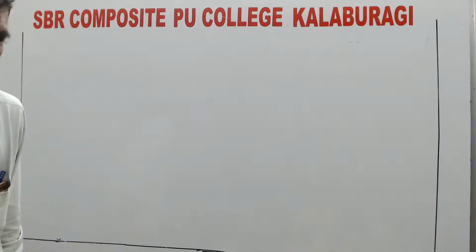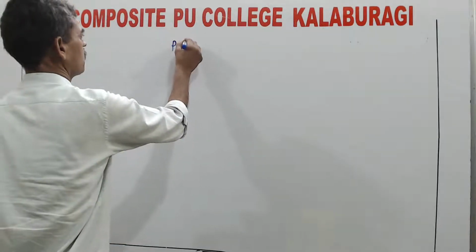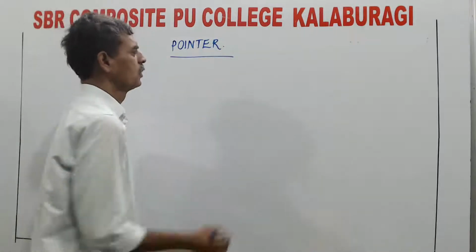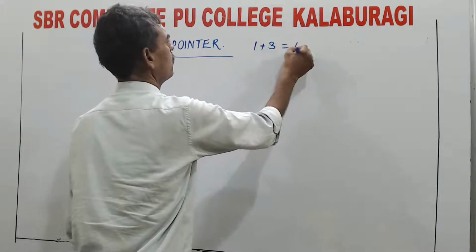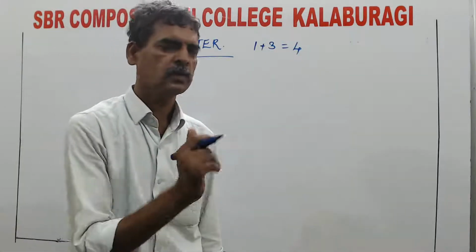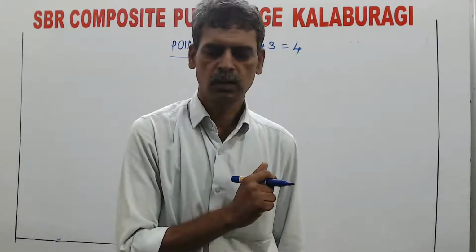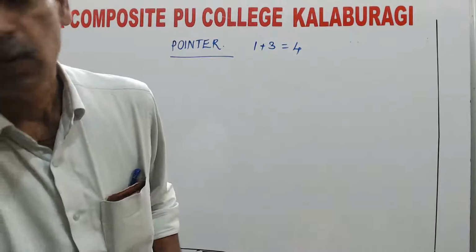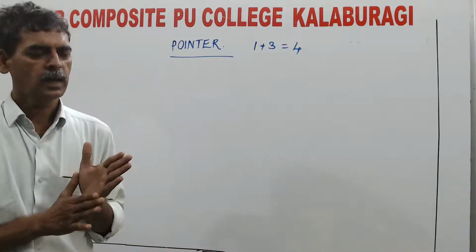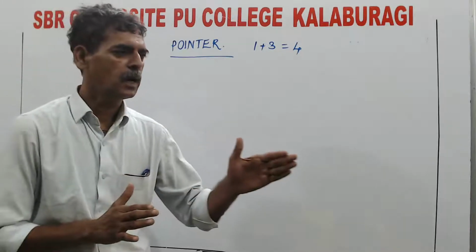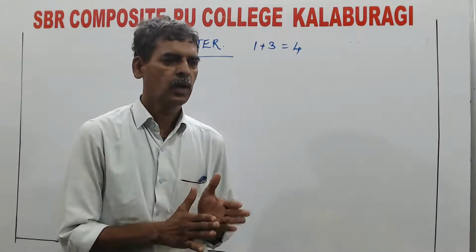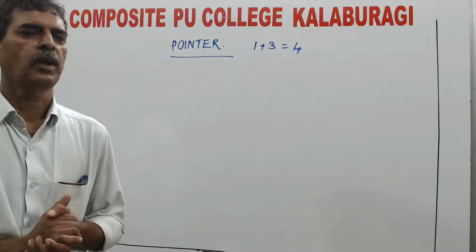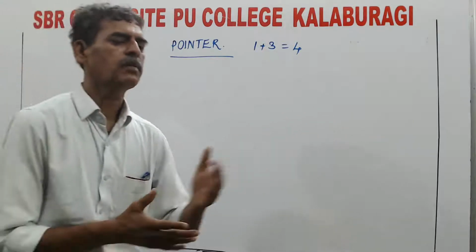So the pointer chapter carries 1 plus 3, 4 marks: a one-mark question and 3-mark questions. We have studied what is a pointer, what are the advantages of pointers, what are the operations performed on pointers, what is the address operator, what is the indirection operator, how a pointer is declared and initialized, what operations can be performed on pointers and what operations cannot be performed on pointers.